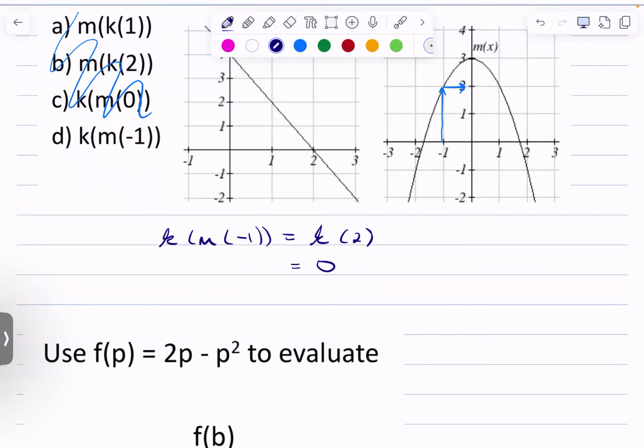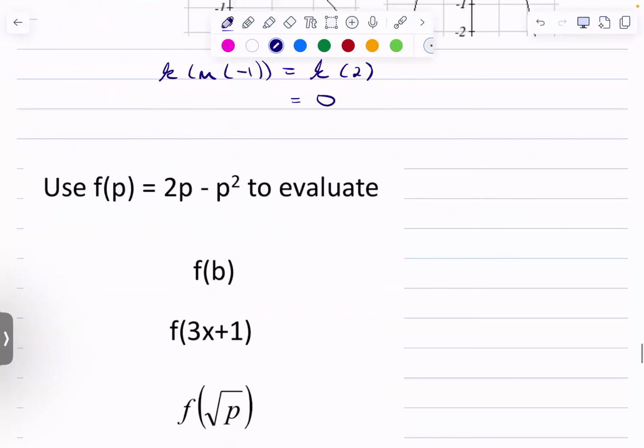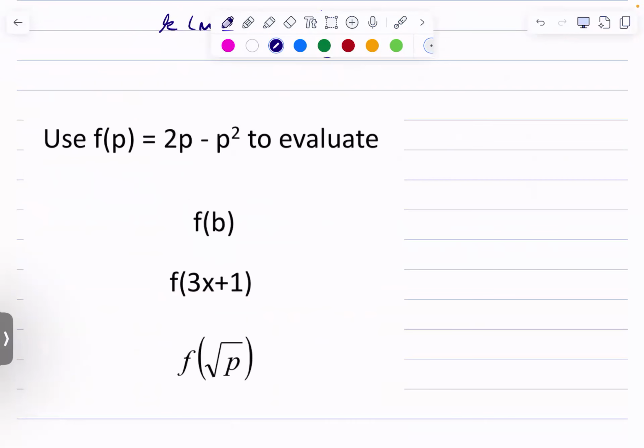With tables, graphs, you know what's next. Proper functions. All right. We're given a function f of p, which is 2p minus p squared. We're going to use it to evaluate f of b, then f of 3x plus 1, which is also a function, and f of the root of p.